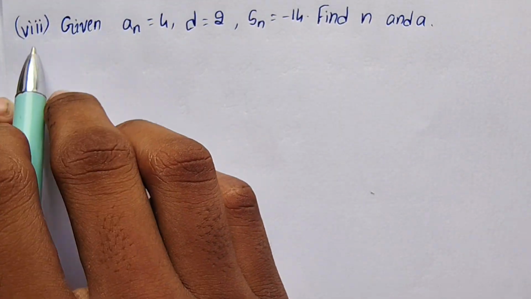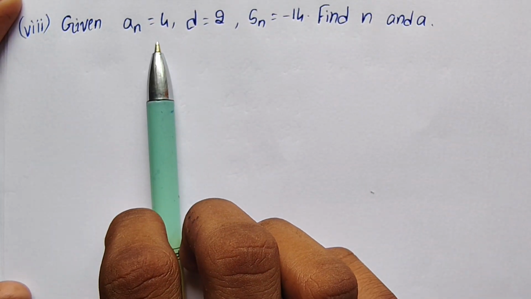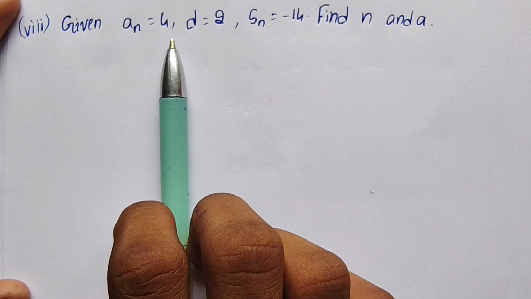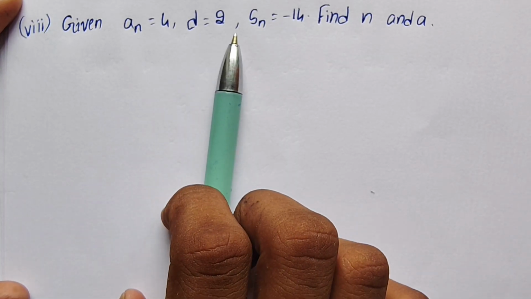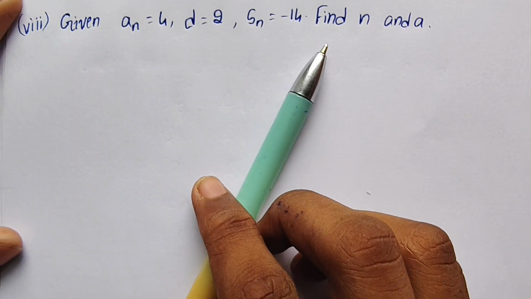So here the given eighth question is: given a base n, the nth term, is equal to 4, d is equal to 2, and S base n, the sum of n terms, is equal to 14, and we have to find the value of n and a. So let us solve it.